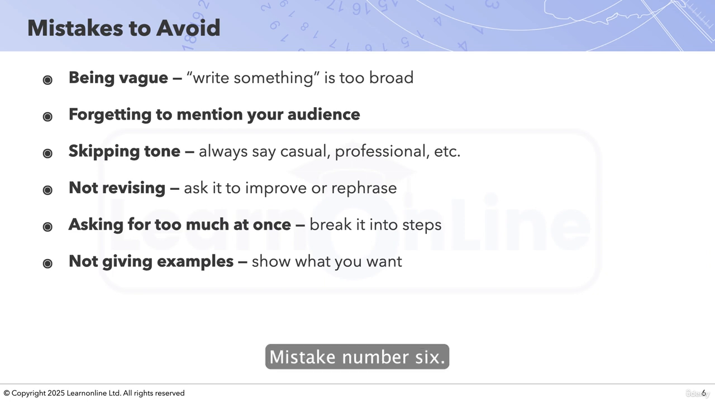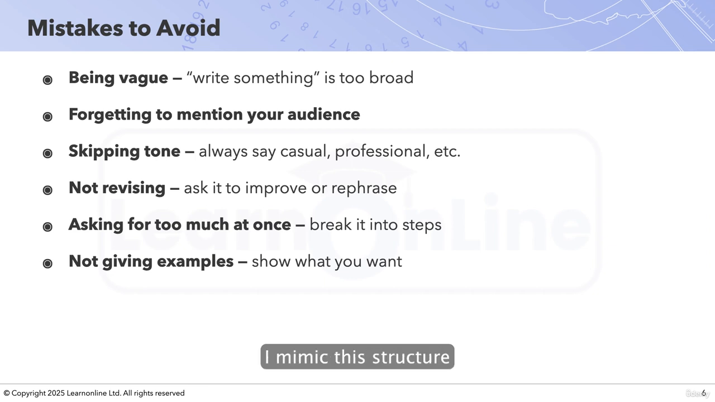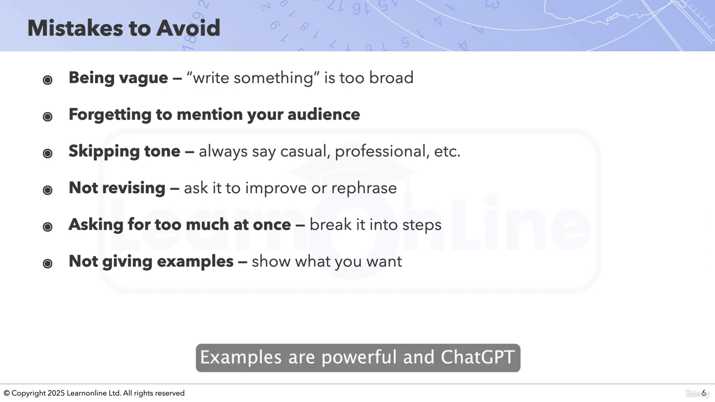Mistake number 6, not giving examples. If you want a specific writing style, structure, or format, give an example. Try, "Here's an example I like. Please write something similar." "Mimic this structure, but with different content." "Use the same tone and format as this paragraph." Examples are powerful, and ChatGPT learns from them instantly.